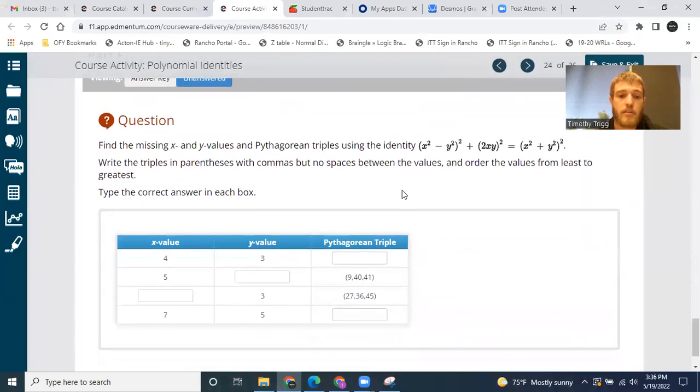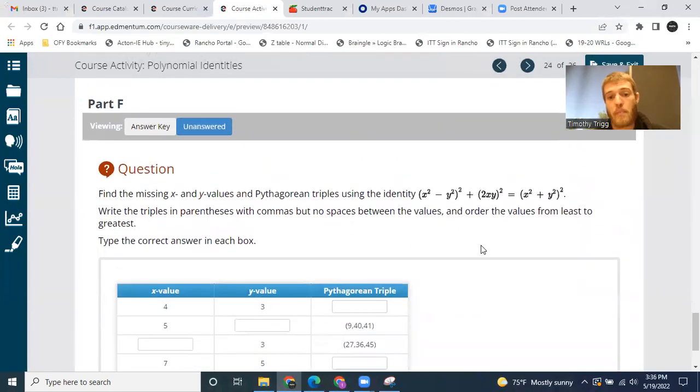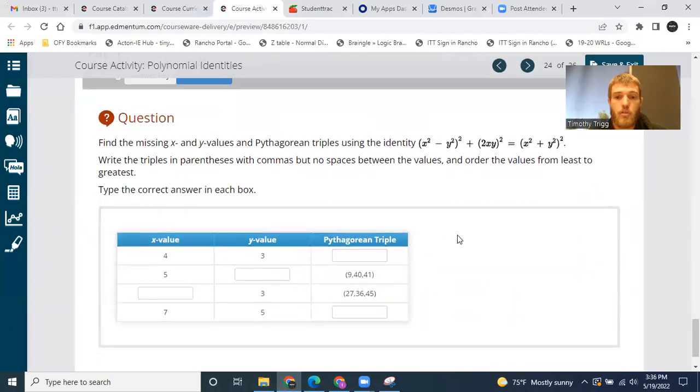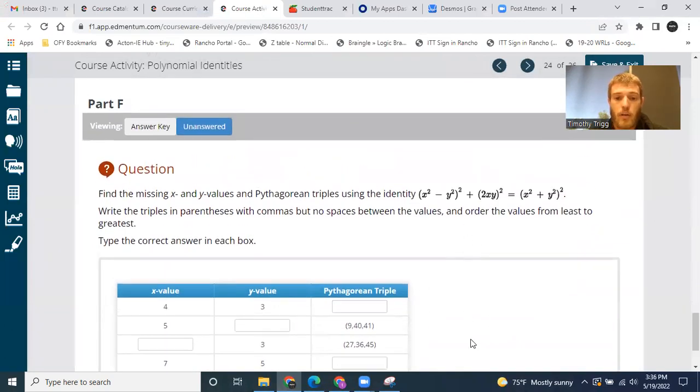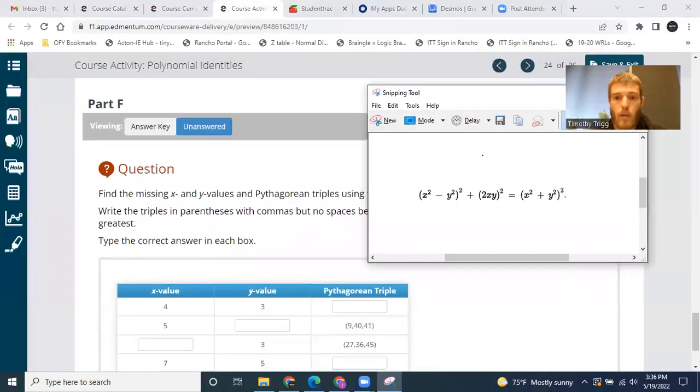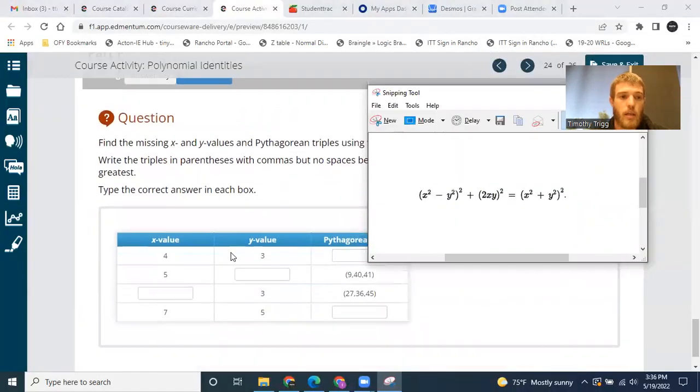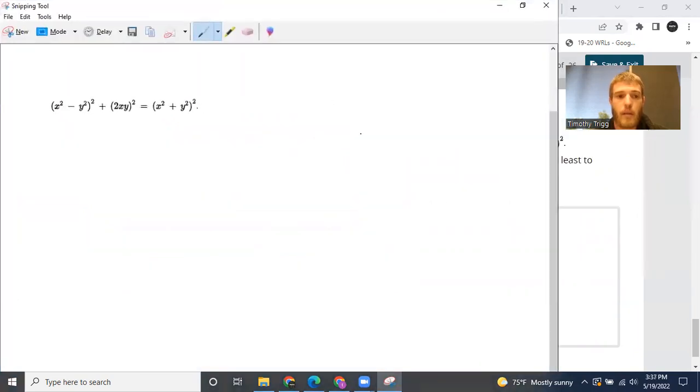So what does that mean for us? Well, that means we can find new Pythagorean triples. So what we can do, I'm going to grab this formula, and in part F, we're going to use the x value of 4, y value of 3. So x equals 4, y equals 3. And then we're just going to replace x and y with 4 and 3.